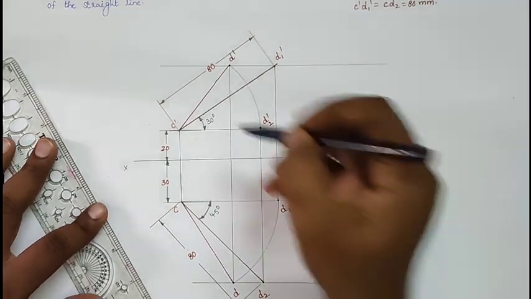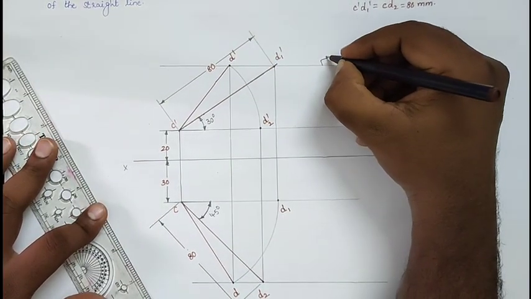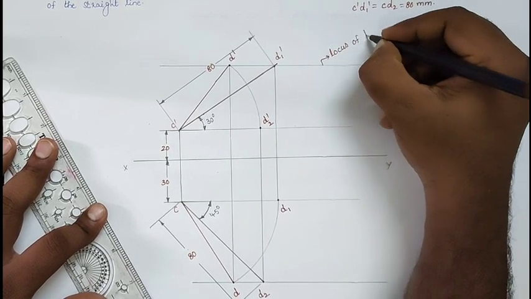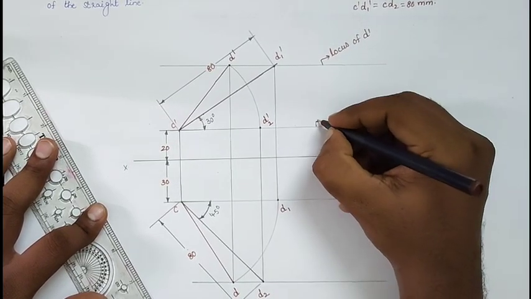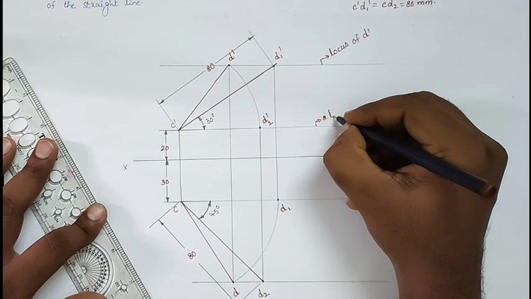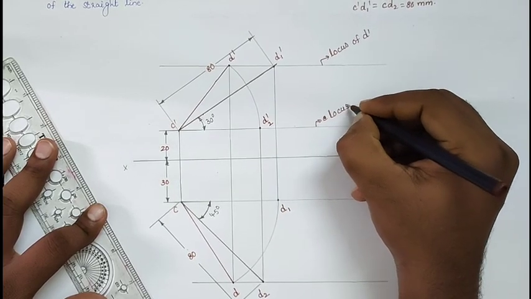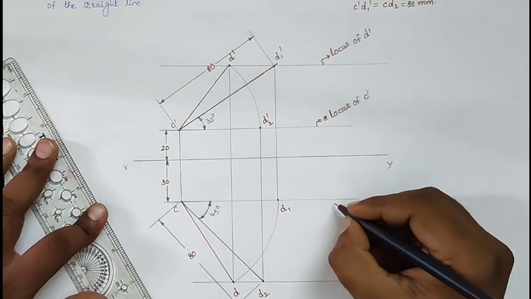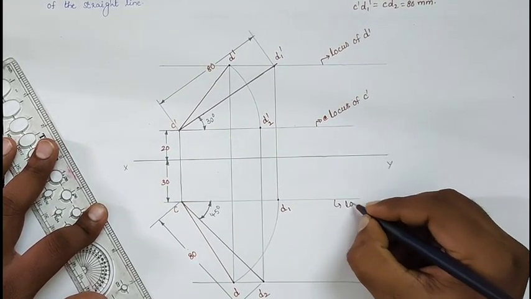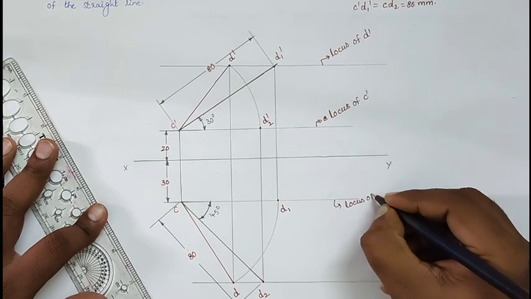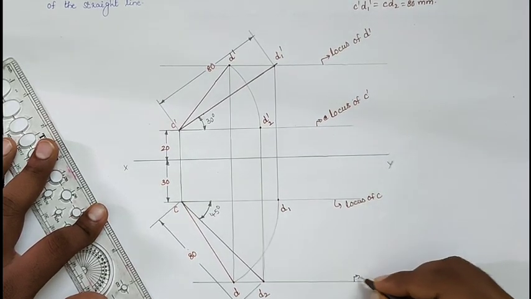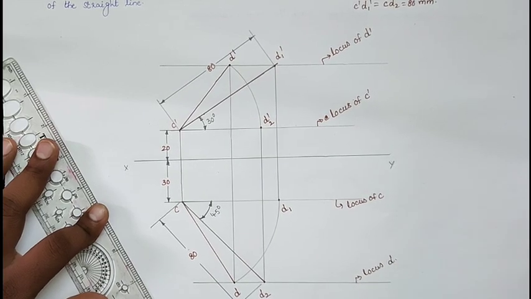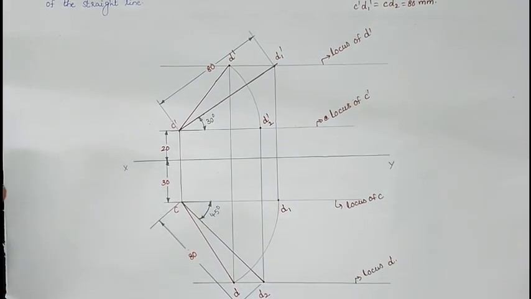So here, D dash and D1 dash: we can call this the locus of D dash. And this is the locus of point C dash. And this is the locus of C. And here you will get the locus of D. So like that we will draw the diagram.